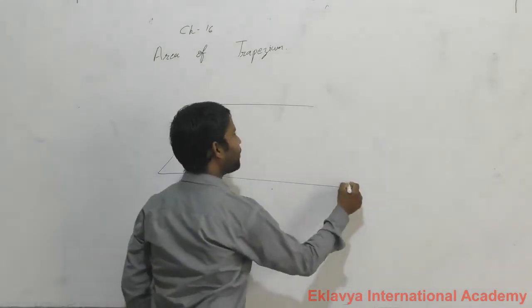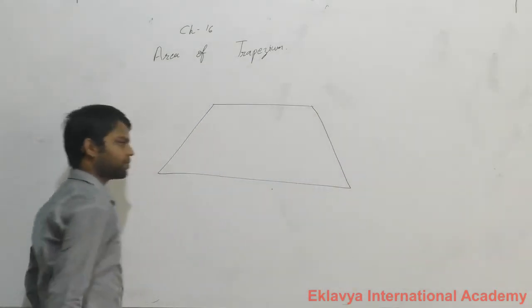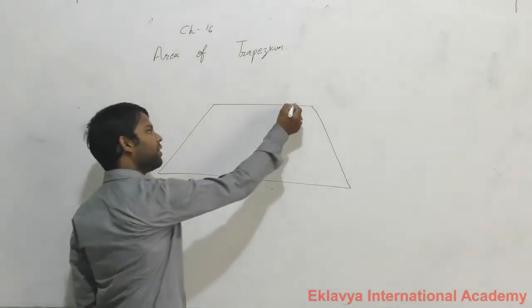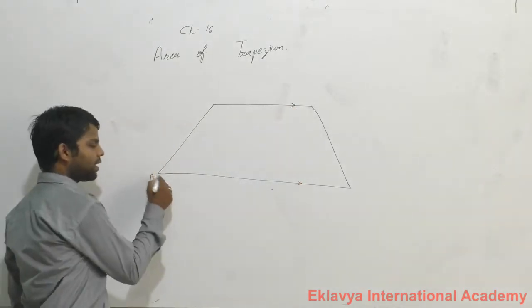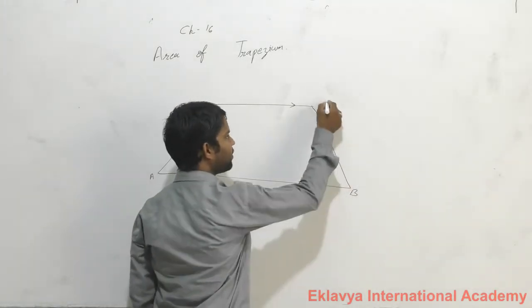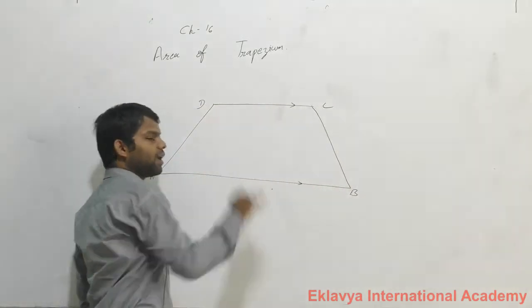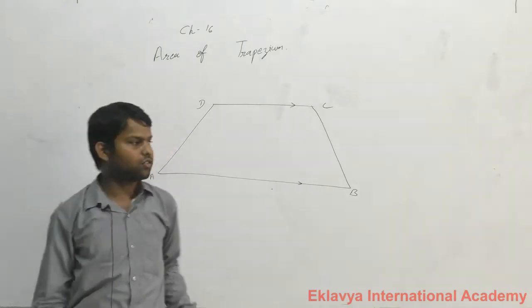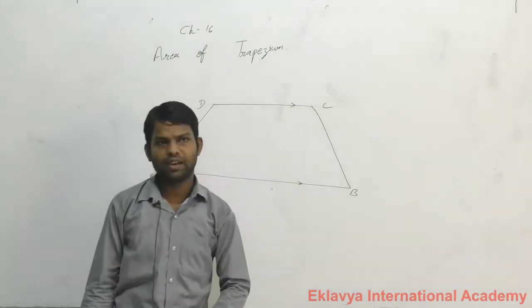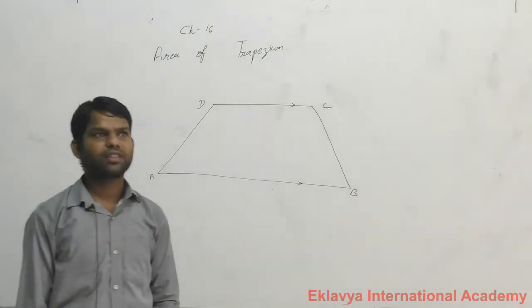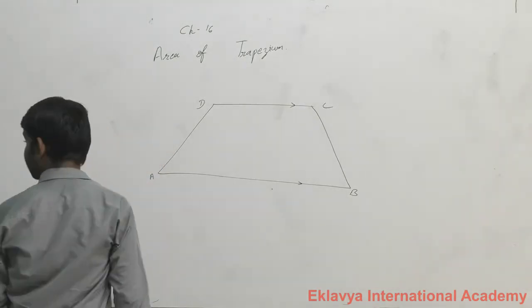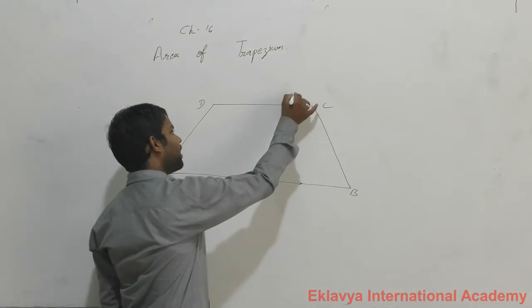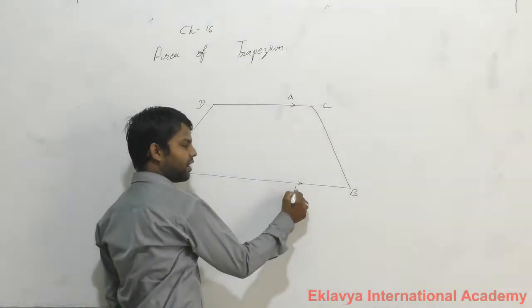So in the trapezium, two sides are parallel. A quadrilateral ABCD in which one pair of opposite sides is parallel is called a trapezium. So first side is a and second side is b.